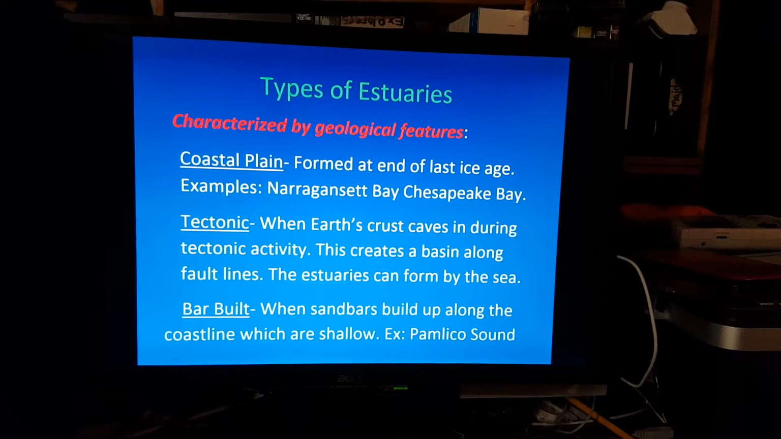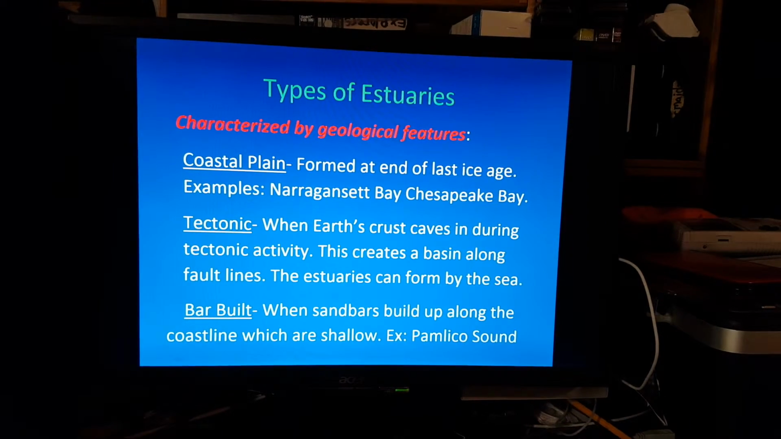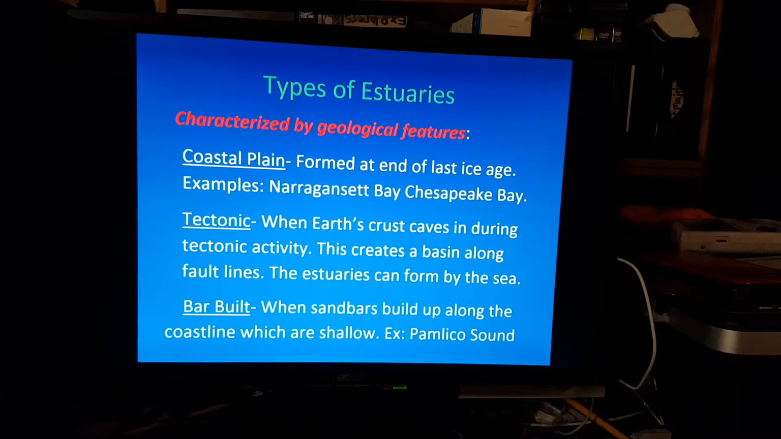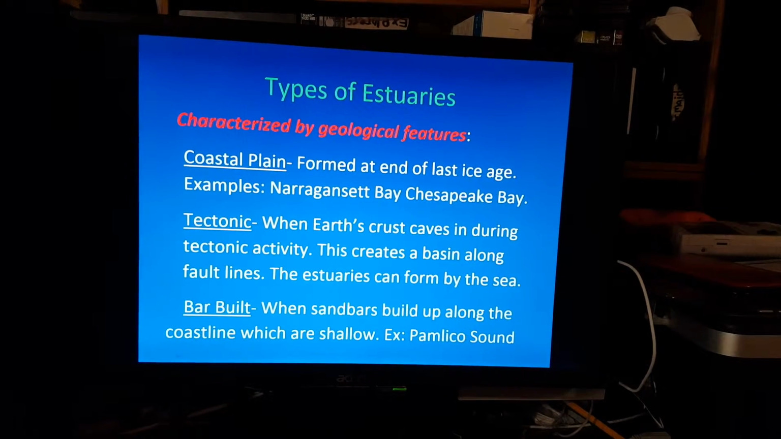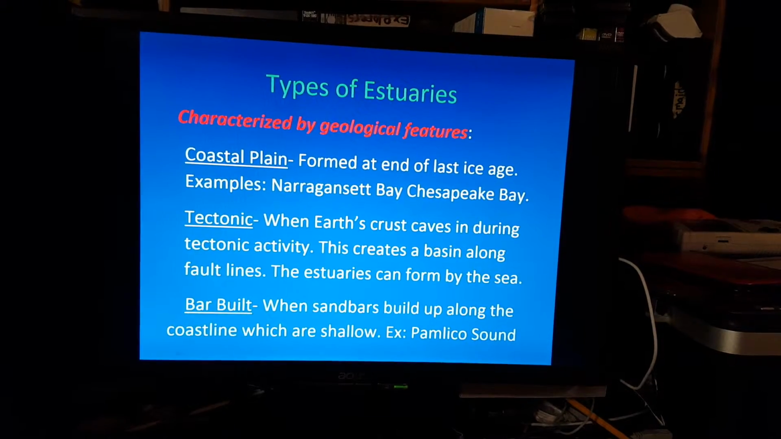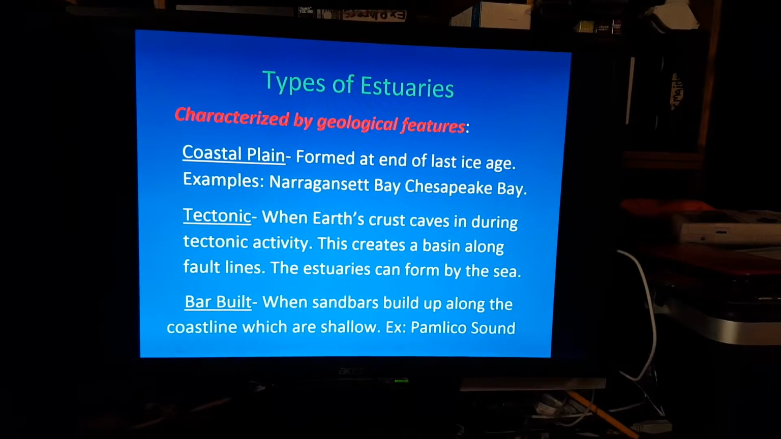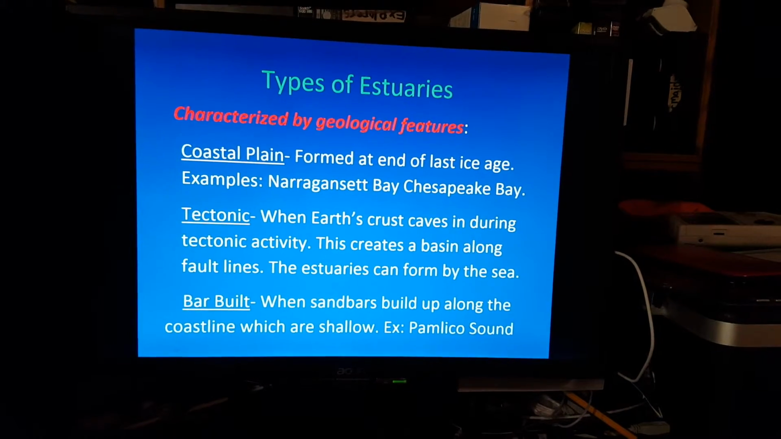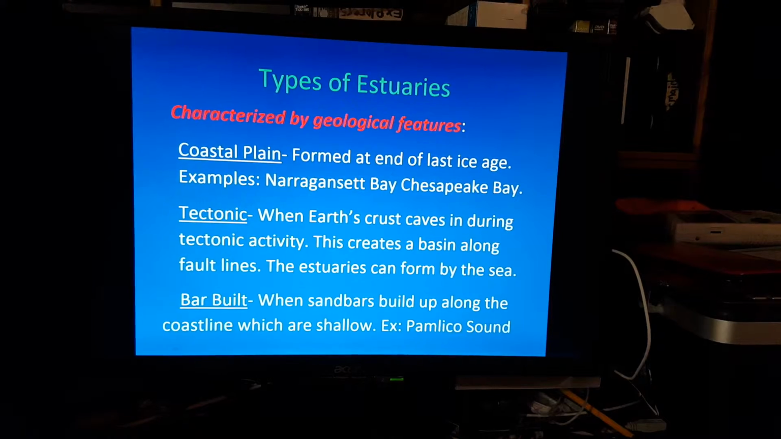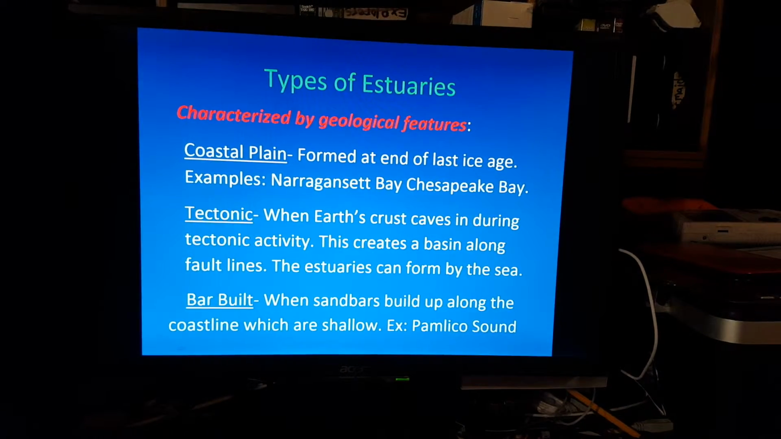There isn't just one type of estuary. They are categorized by geological features and water circulation. But first, let's get started with geological features. The first one is the coastal plain, which is exactly what it sounds like, and they were formed during the last ice age. Tectonic estuaries are another type that usually occur when Earth's crust caves in during tectonic activity, such as an earthquake. This creates a basin along fault lines.